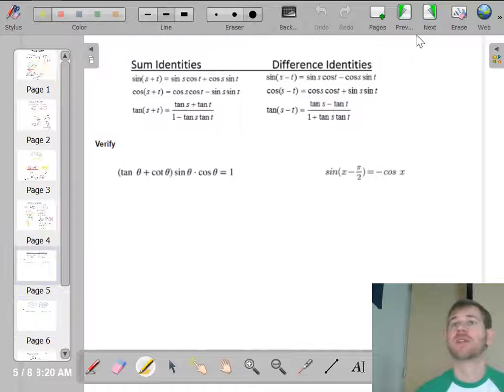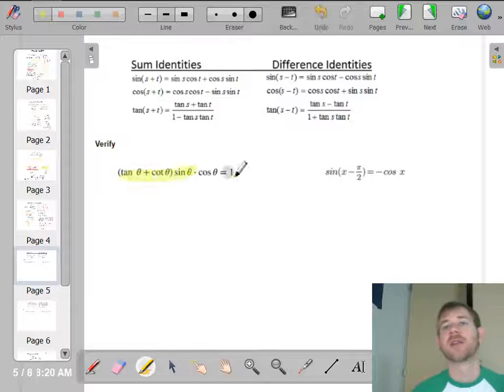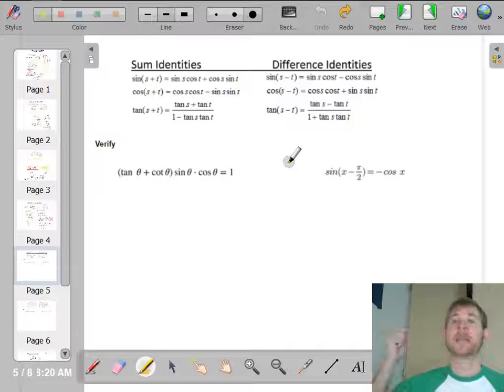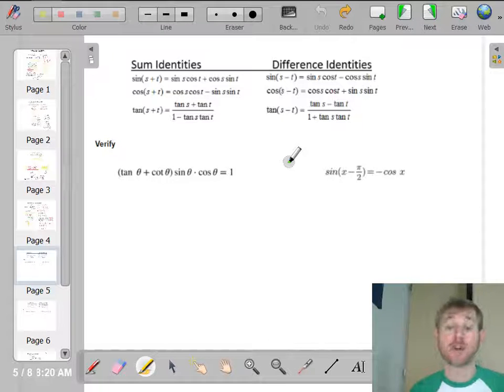A couple more things to do here. We got some verify problems. So these are essentially what we're doing on the front, only I'm telling you the answer. So you want to pick either the left or the right side, and you're going to manipulate it, use all your rules until you get to the other side. Pick the side that looks harder. That seems sometimes counterintuitive, but it gives you more things to try. So definitely I'm going to work with the left side.